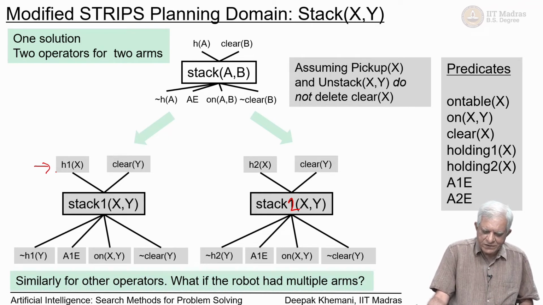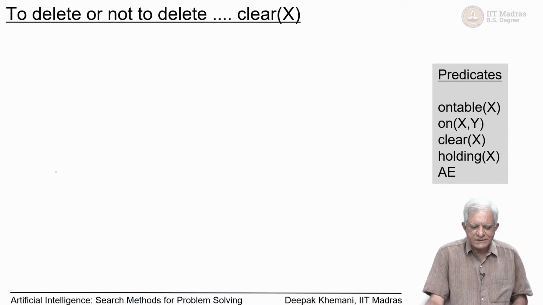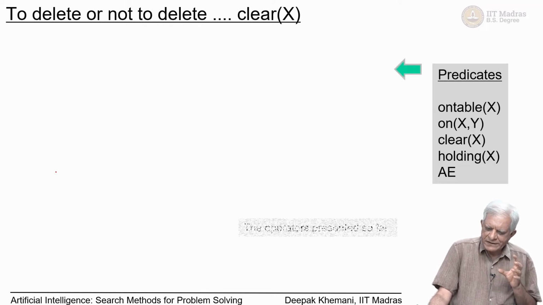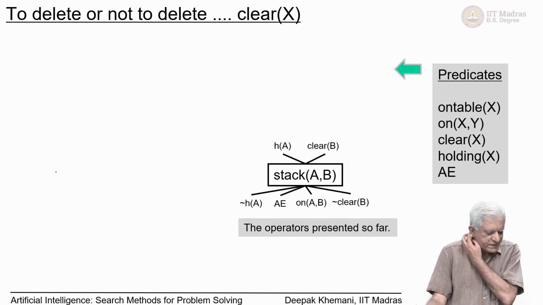Of course, this will not scale up easily to multiple arms, because then you would have to keep adding actions for one particular arm essentially. So, this question that I was talking about, to delete or not to delete clear x when you are picking up x or when you are unstacking x essentially.